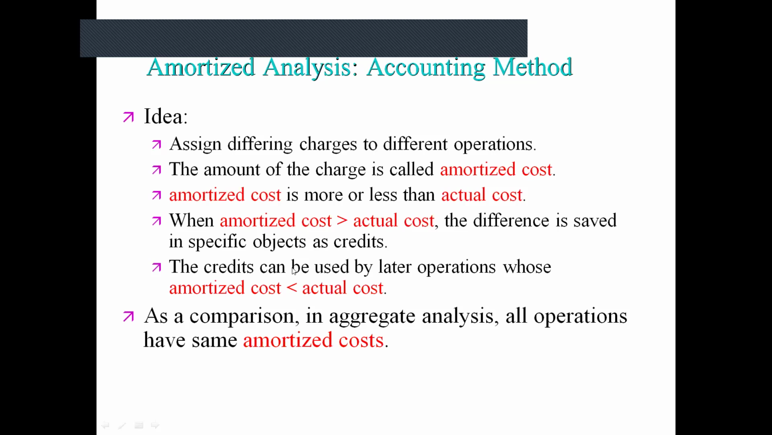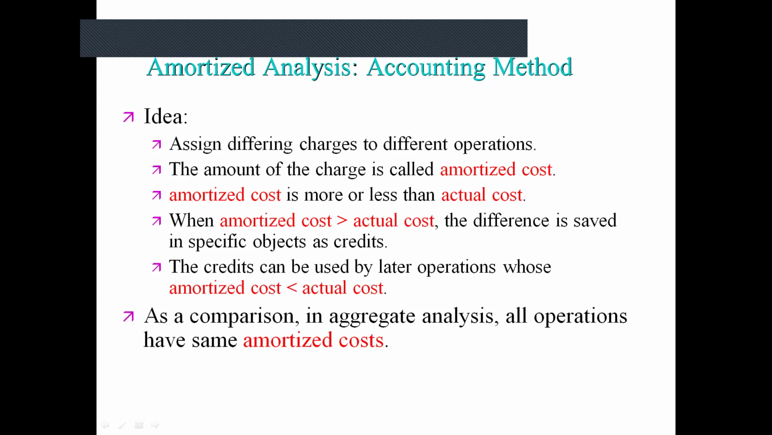Next, we look at the second kind of method in amortized analysis, that is the accounting method. Instead of the previous one, where every operation in the sequence was given an equal cost, here we assign different charges to different operations. The amount of charge that is given is known as the amortized cost. Usually the amortized cost will be the same as or more than the actual cost.